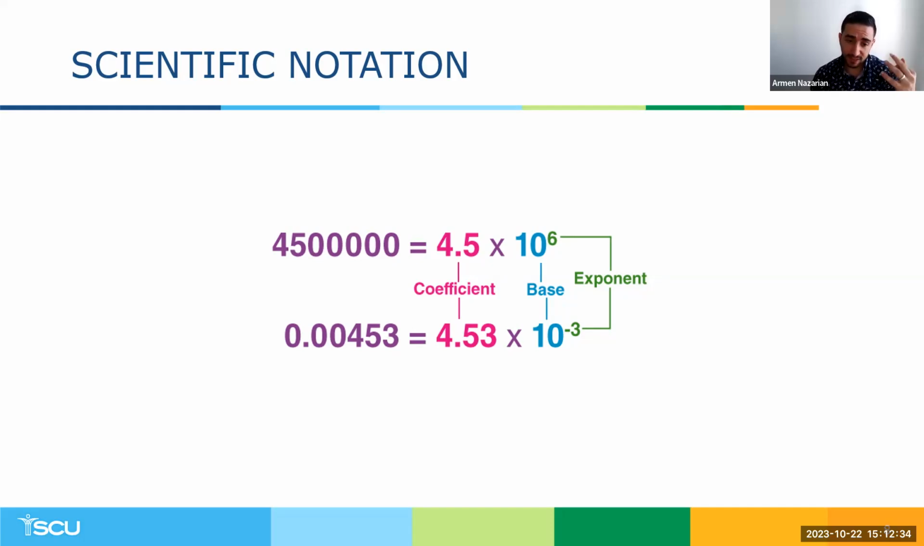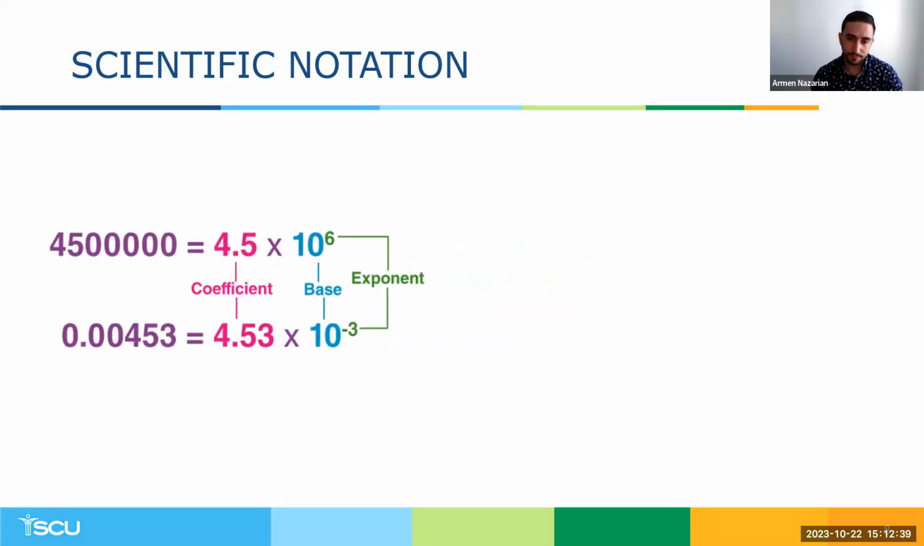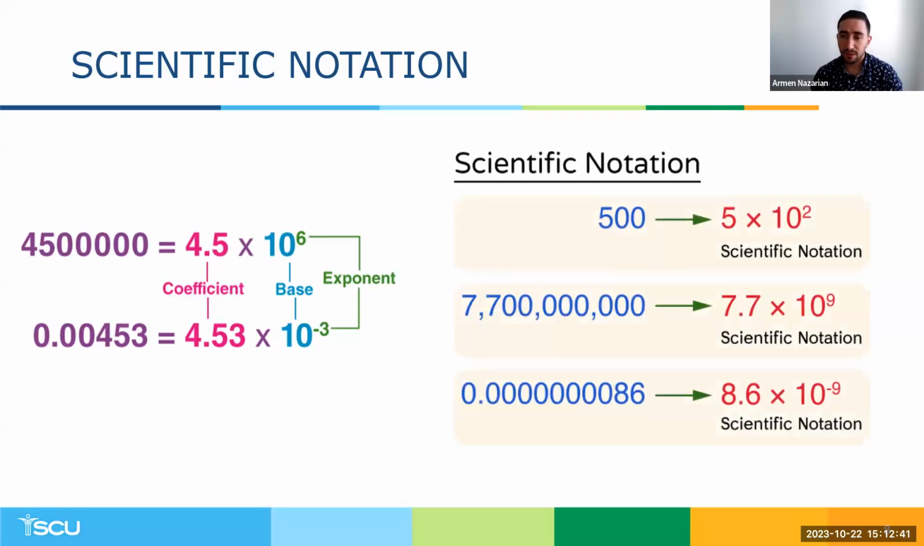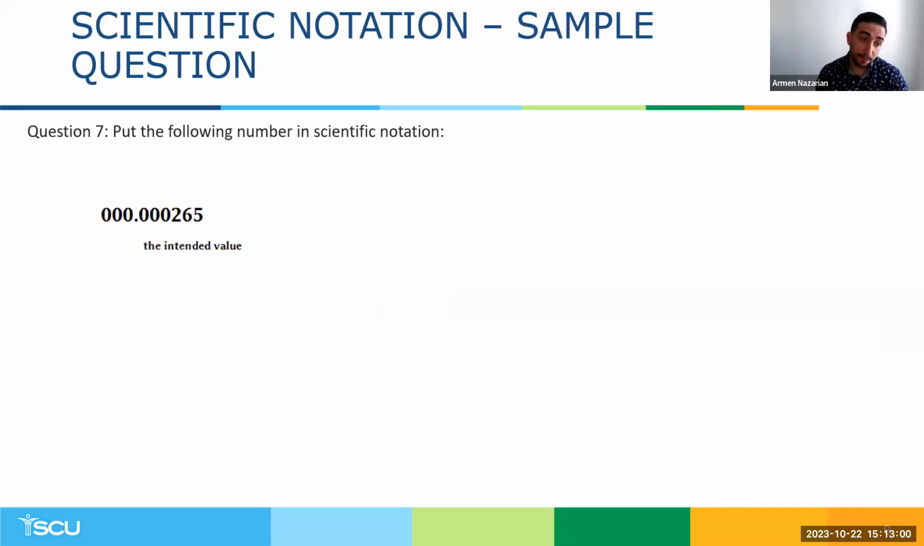0.005453 has 3 sig figs, so the scientific notation should carry that. Some examples: 500 has 1 sig fig, so the scientific notation for it has only 1 sig fig. 7,700,000,000 has 2 sig figs. Scientific notation should follow. And the third value has only 2 sig figs, so the scientific notation should reflect that as well. Let's do a scientific notation sample together.